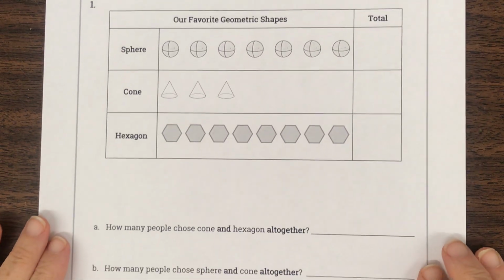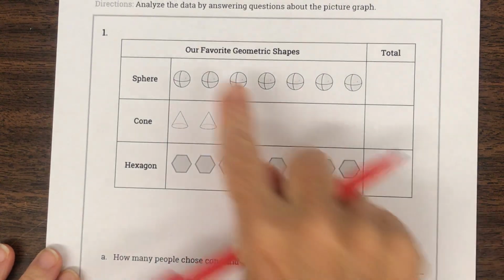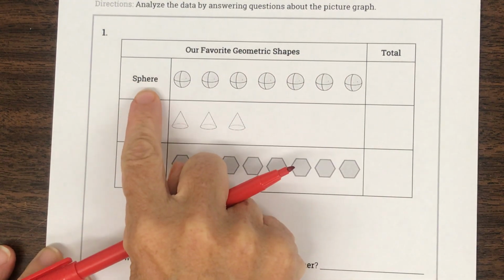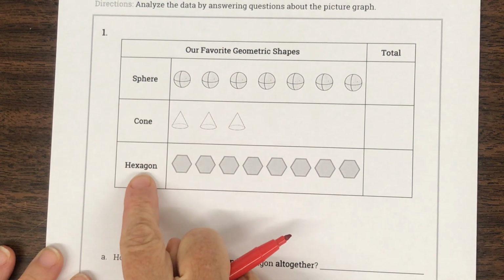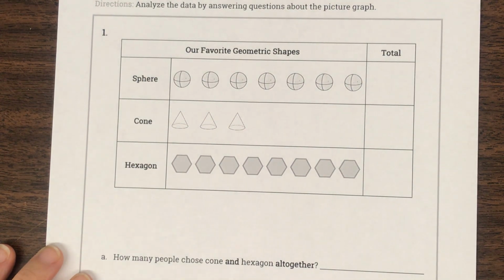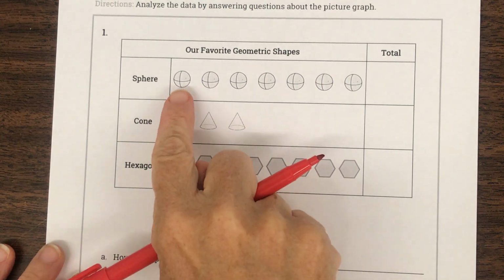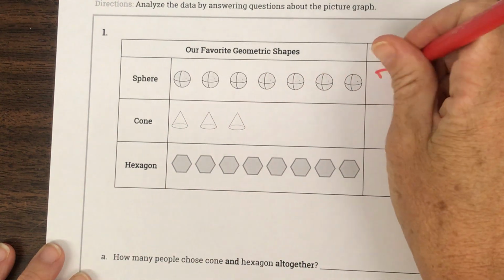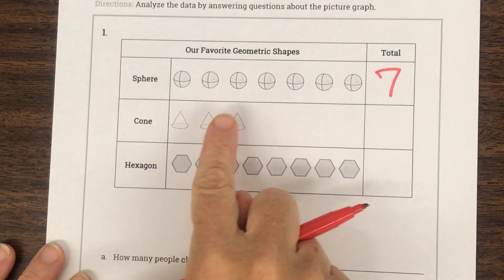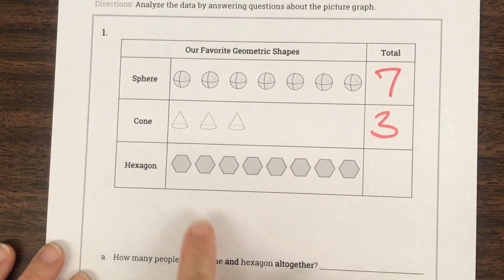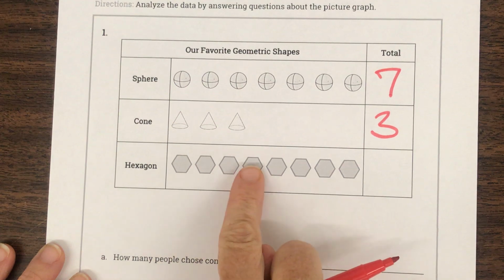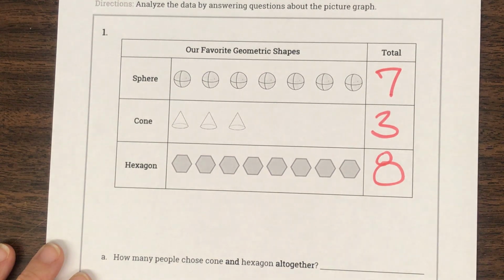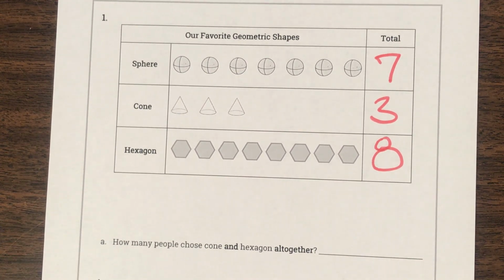The title of this graph is Our Favorite Geometric Shapes. The choices were sphere, cone, and hexagon. Let's count how many votes they had. Sphere had 1, 2, 3, 4, 5, 6, 7. Cone had 1, 2, 3. And hexagon had 1, 2, 3, 4, 5, 6, 7, 8. Okay, now we've found our totals, we can answer our questions.